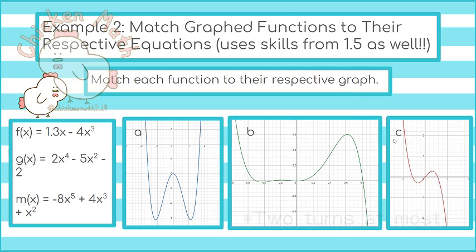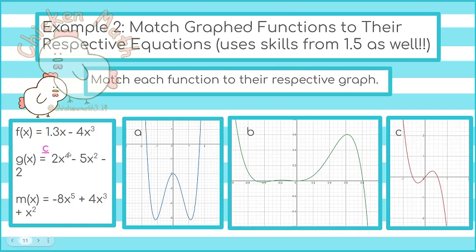Well, between B and C, we can see that C here has these 2 turns, right? 1, 2. And since it, again, has a negative output as it reaches positive infinity and a positive output as it reaches negative infinity, it fulfills the necessary conditions for it to be matched with f of x. And so the answer is C.